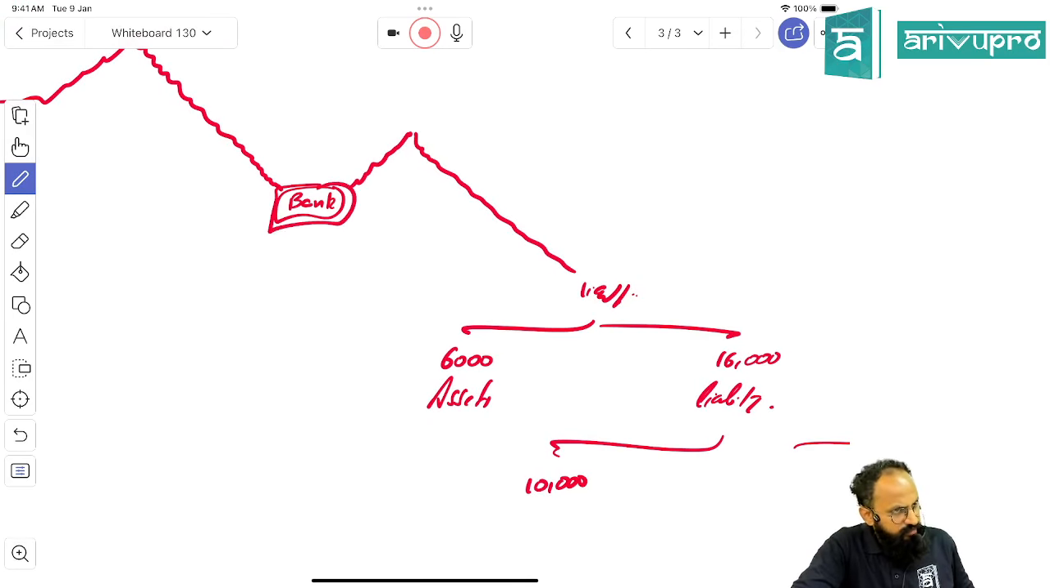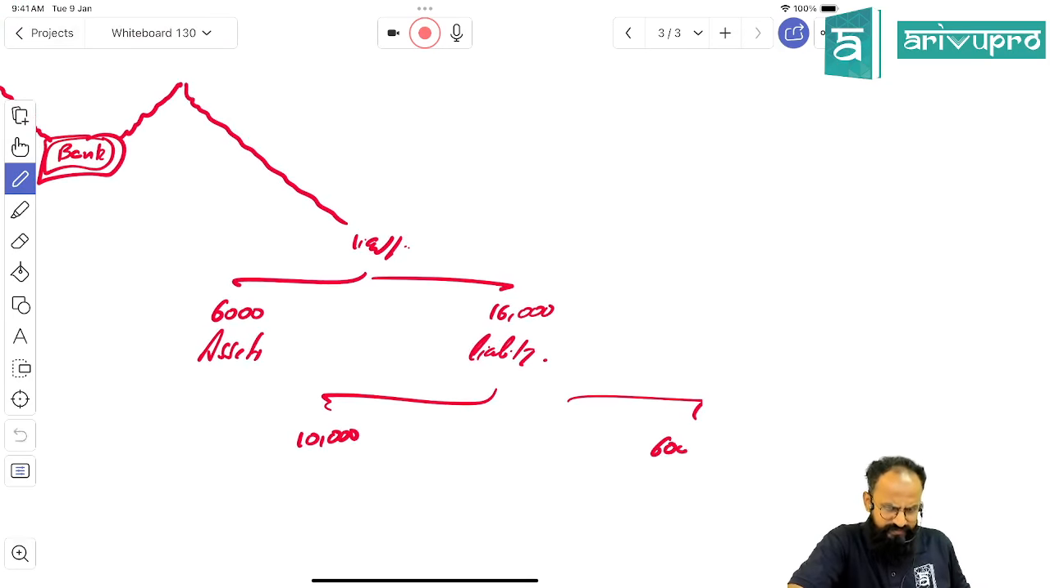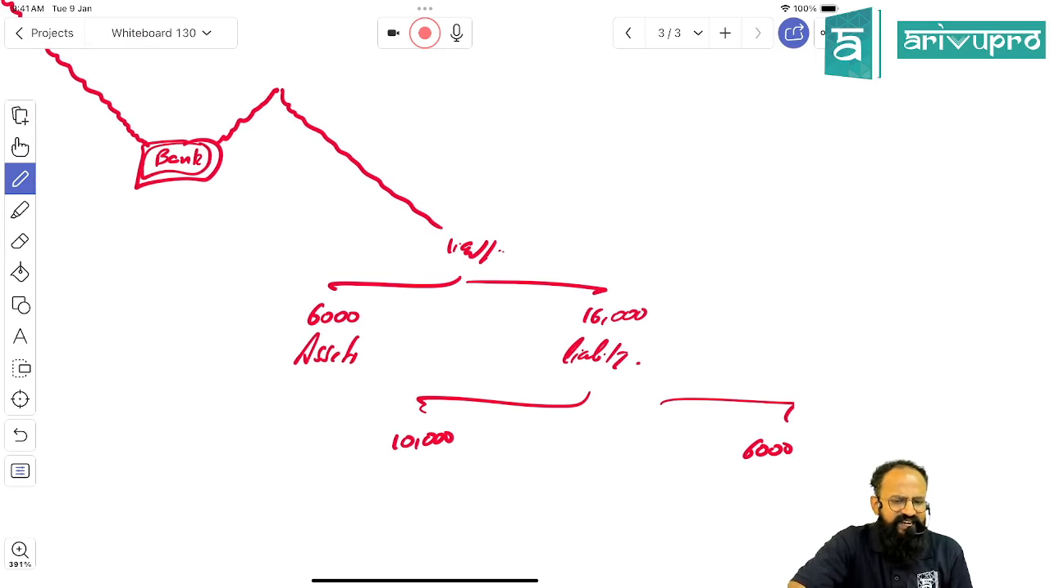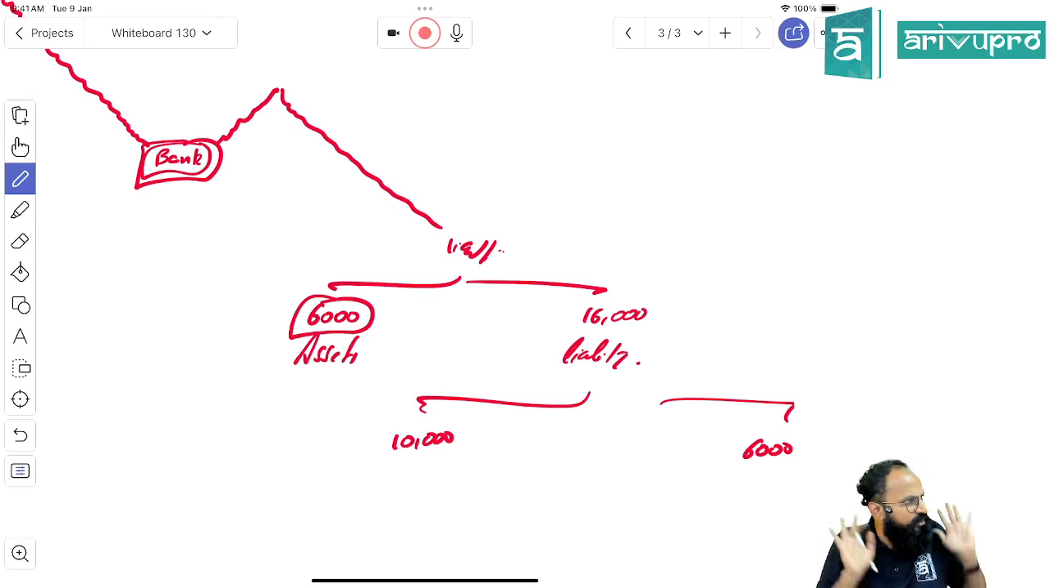We have taken some loans. So, sir, overall there has been 16,000 in liabilities on the company as on the last day. But the assets that are left are only 6,000. Now there is a fight. Who should take this 6,000? The company has only 6,000 left. Who will take this 6,000?